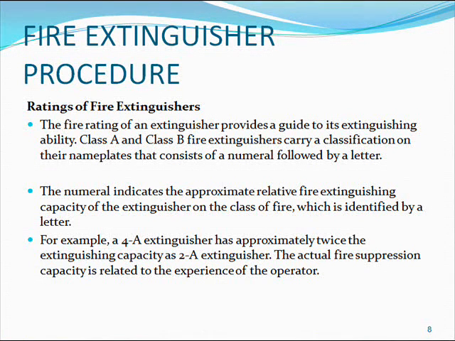Ratings of fire extinguishers. The fire rating of an extinguisher provides a guide to its extinguishing ability. Class A and Class B fire extinguishers carry a classification on their nameplates that consists of a numeral followed by a letter. The numeral indicates the approximate relative fire extinguishing capacity of the extinguisher on the class of the fire, which is identified by a letter. For example, a 4A extinguisher has approximately twice the extinguishing capacity as a 2A extinguisher. The actual fire suppression capacity is related to the experience of the operator.